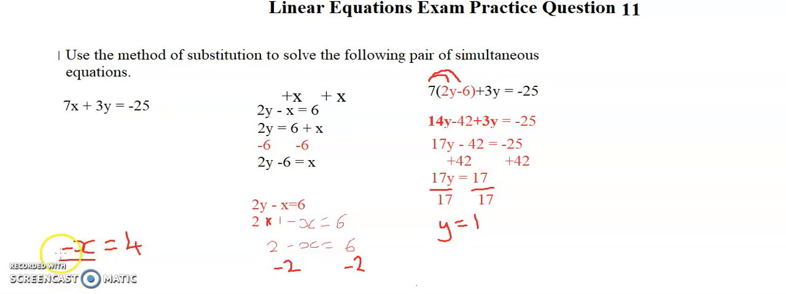I'm going to get rid of that negative by dividing both sides by negative 1. And that leaves x must equal negative 4. So that gives me my answer for the simultaneous equation: x is negative 4 and y is positive 1.